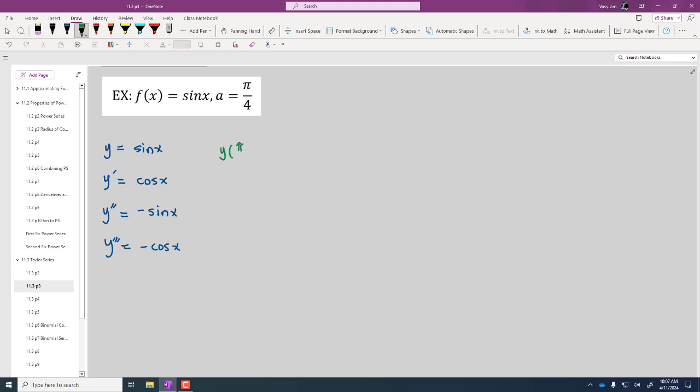So now we're just going to plug in the center into each of these and get our values. They're all looking about the same. A bunch of root 2 over 2's. Some negative ones down here.